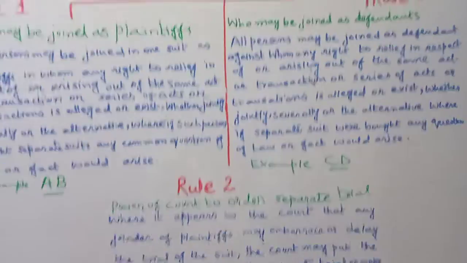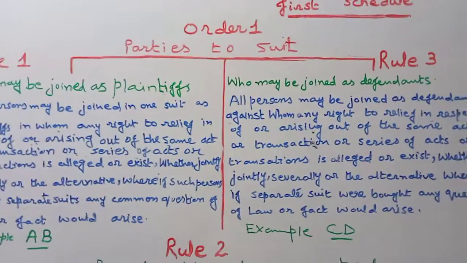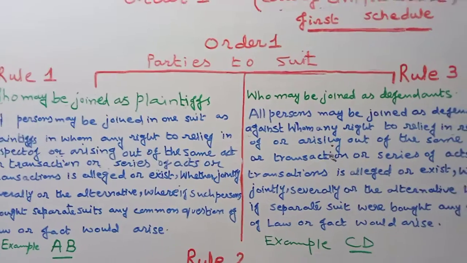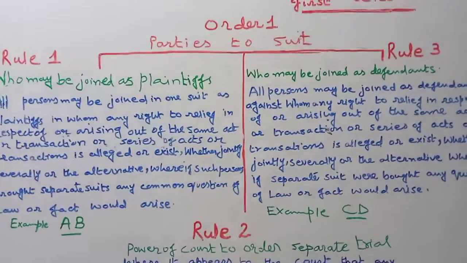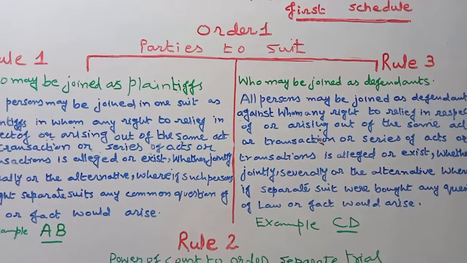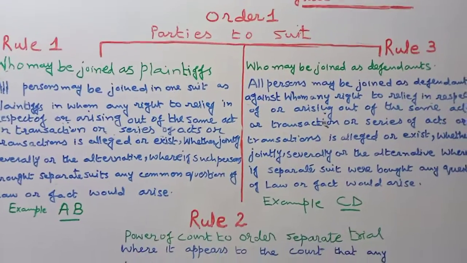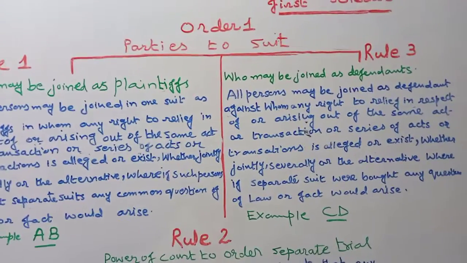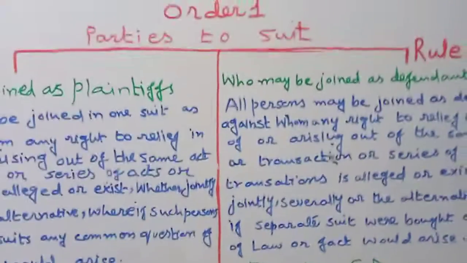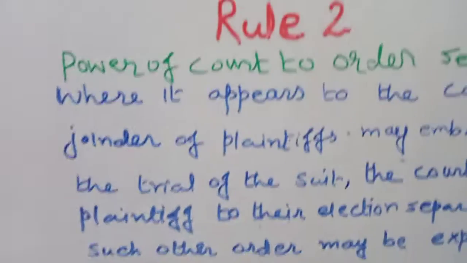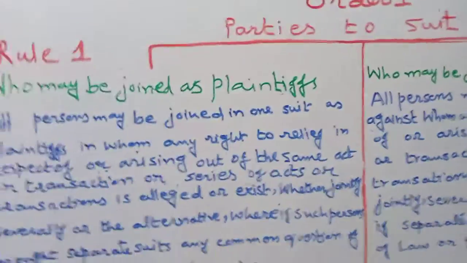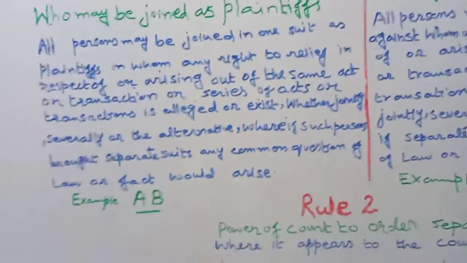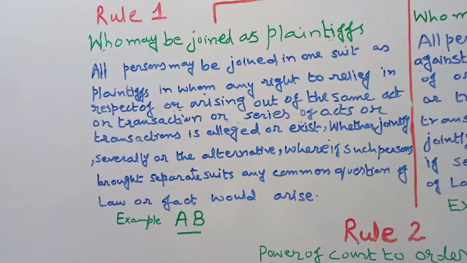Here I have made it in chart form, because order number 1, rules 1 and 3 are almost the same, only 5 words are changed. So almost the whole paragraph is the same. So I write it down here: this is rule 1 and this is rule 3, and in chart form rule number 2 is down below.